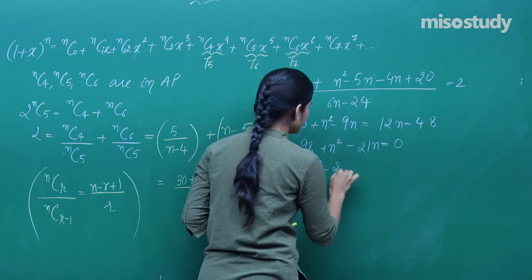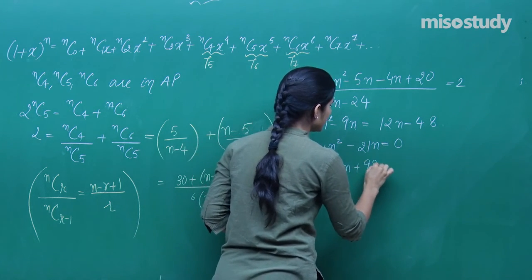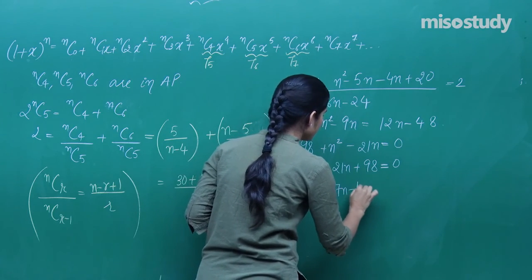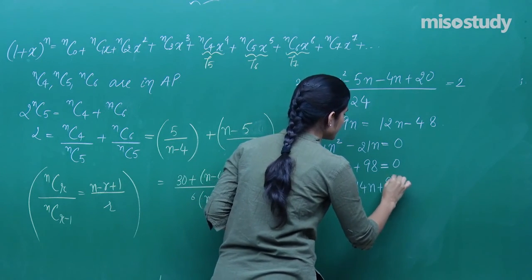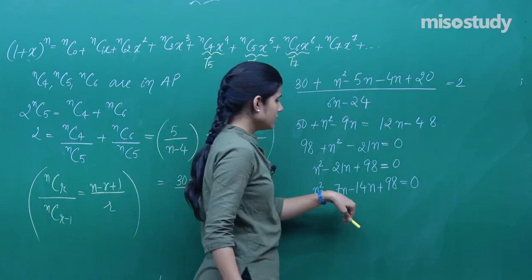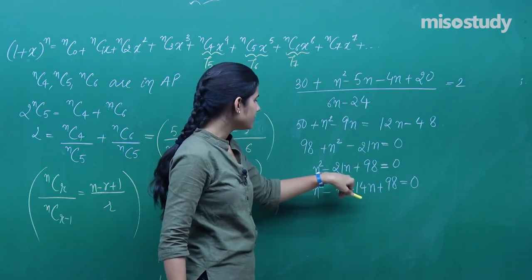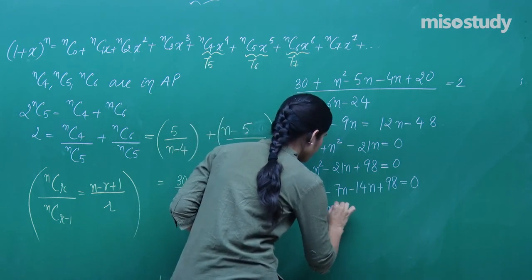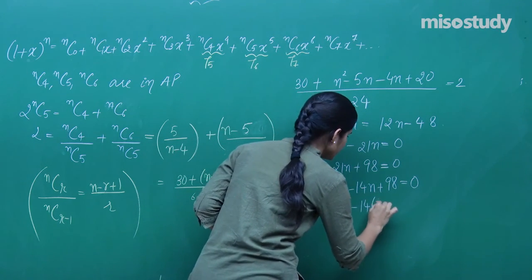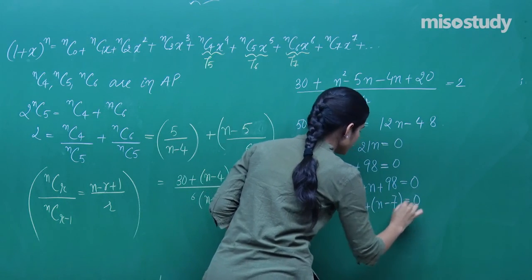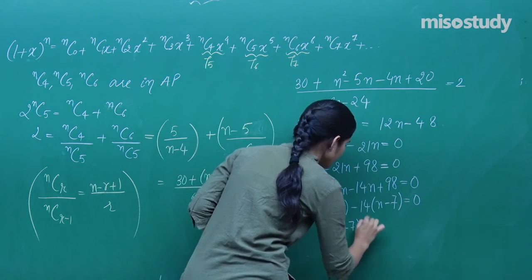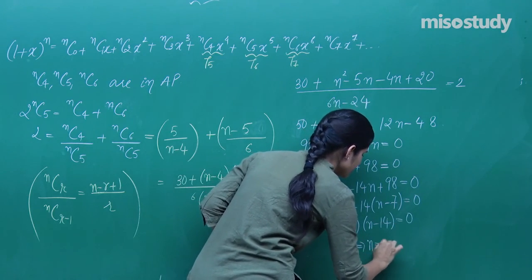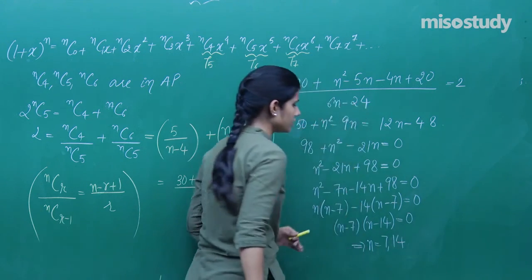So n square minus 21n plus 98 is 0. So you get n square minus 7n minus 14n plus 98 is 0. Minus 7 minus 14 is minus 21 and minus 7 into minus 14 is plus 98. This is n(n minus 7) minus 14(n minus 7). You eventually get (n minus 7)(n minus 14), which implies n is equal to 7, 14.